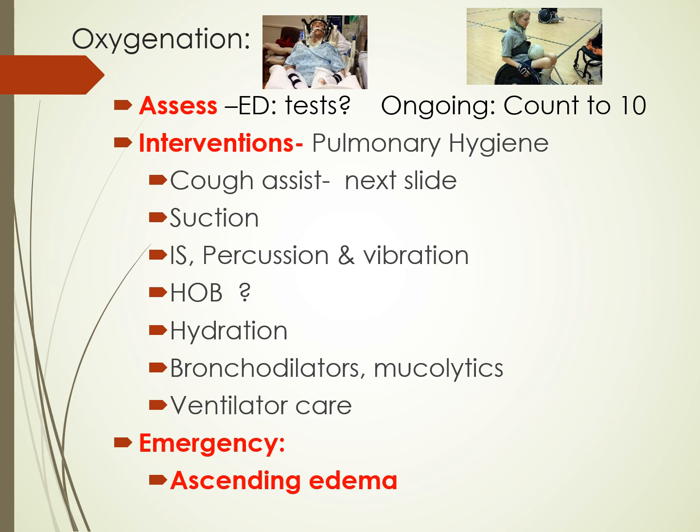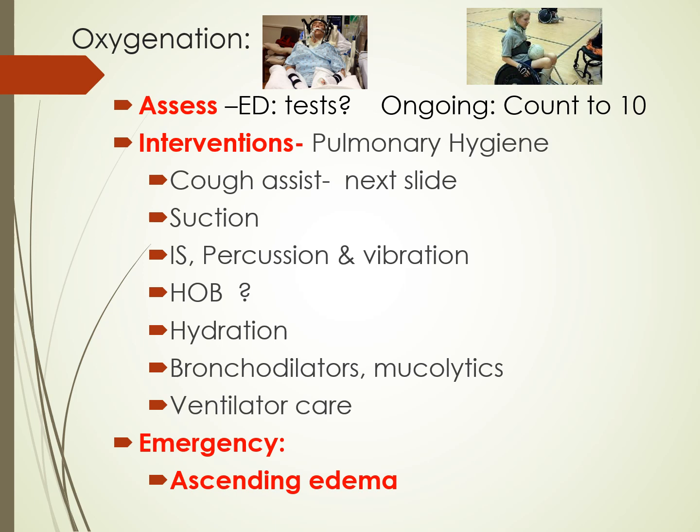Interventions-wise, a lot of this has to do with pulmonary hygiene, and we'll talk about cough assist on the next slide. Suctioning, incentive spirometer, percussion and vibration. Do this with caution, especially considering how far out they are from the spinal cord injury and how painful it is. But percussion and vibration is important in the ongoing and rehabilitative phase.